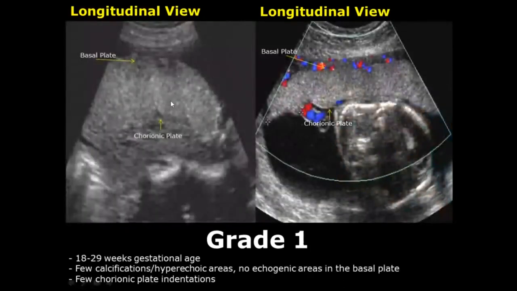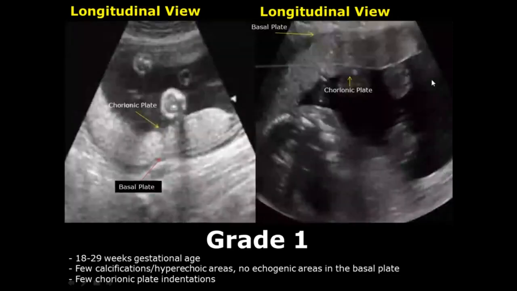From 18 to 29 weeks gestational age is placental grade 1. There will be few calcifications, but the basal plate will not have any calcifications. There will be no echogenic area in the basal plate, and there will be indentations at the chorionic plate. These are the indentations, these notches or curves. We will start to see these indentations.